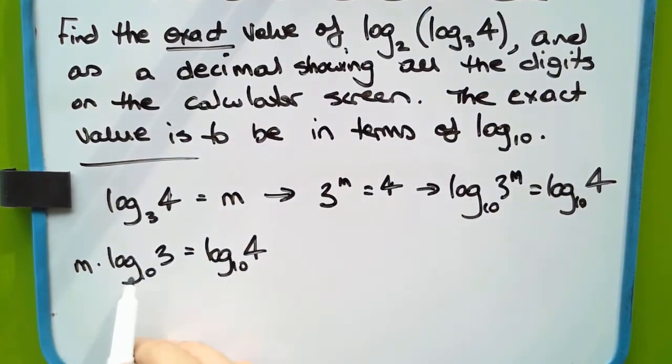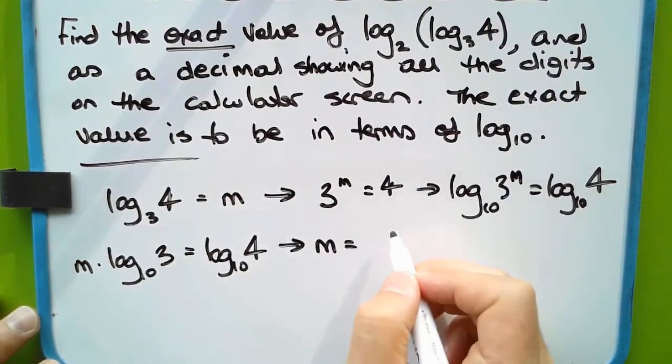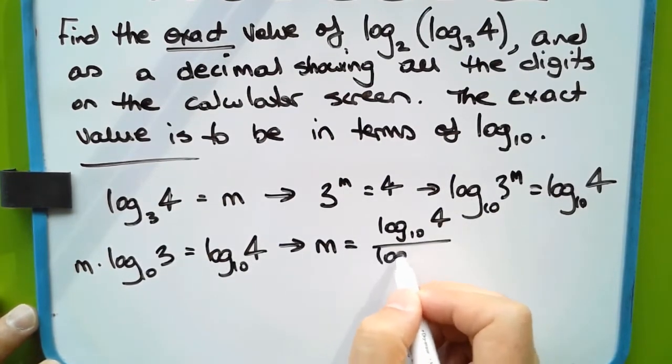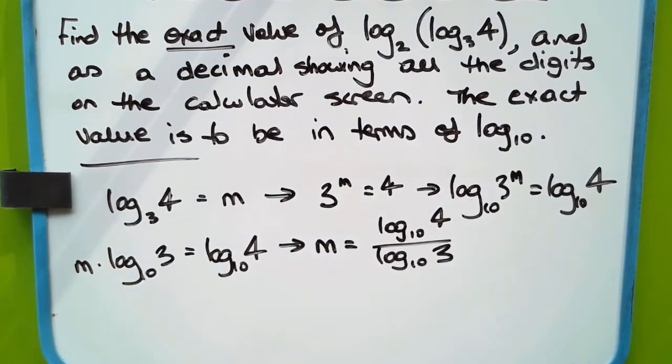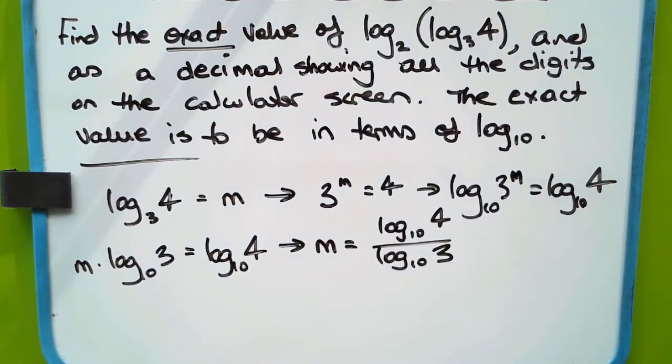And we can divide both sides now by log base 10 of 3 and make m the subject of the formula. So m is equal to log base 10 of 4 over log base 10 of 3. Let's keep that aside. Now we have a value for m, which is really good. In fact, the value for m represents log base 3 of 4, and we can substitute that now into the original expression.